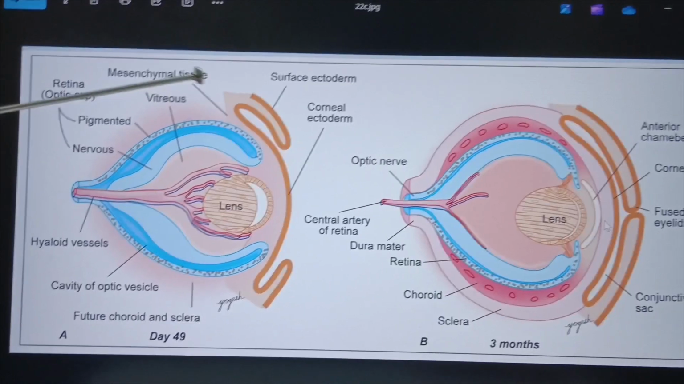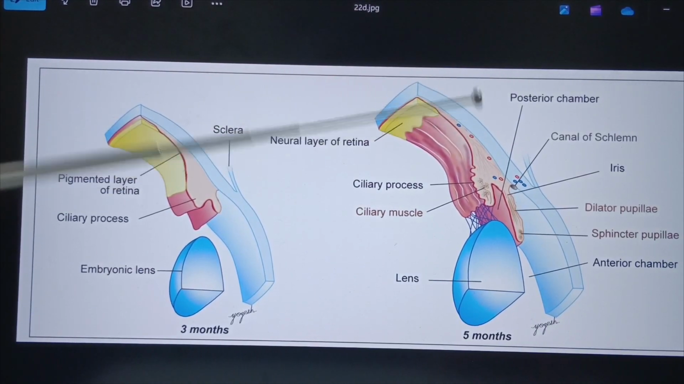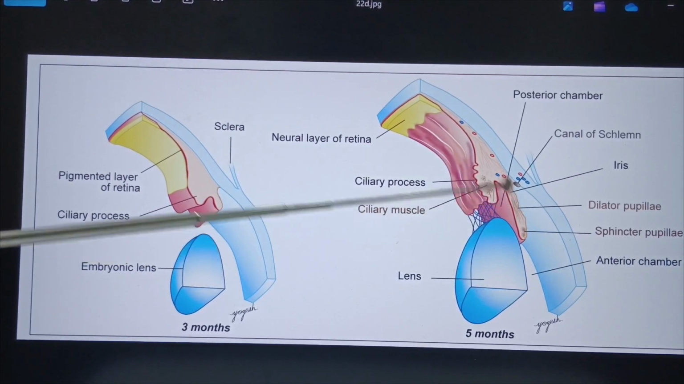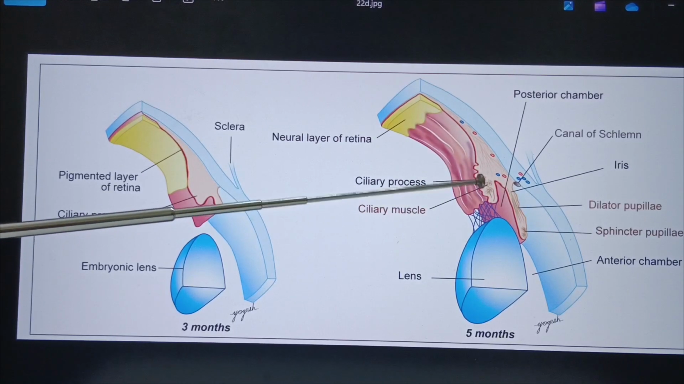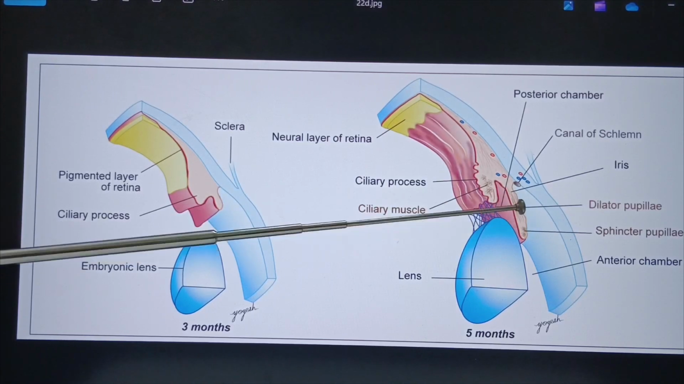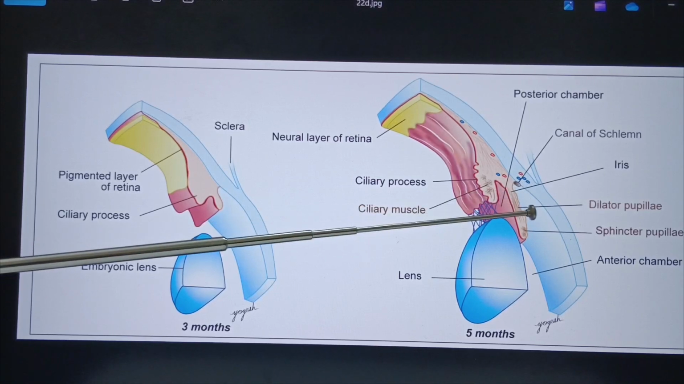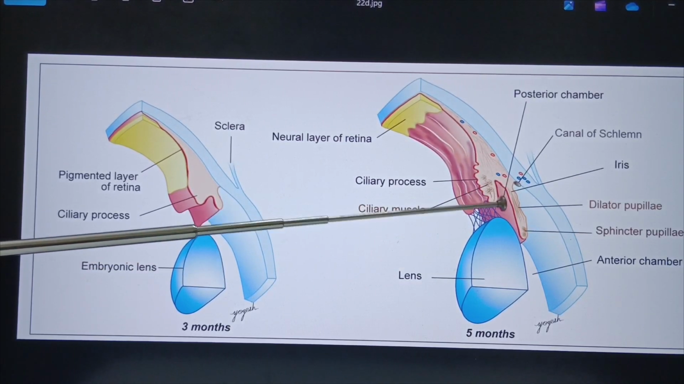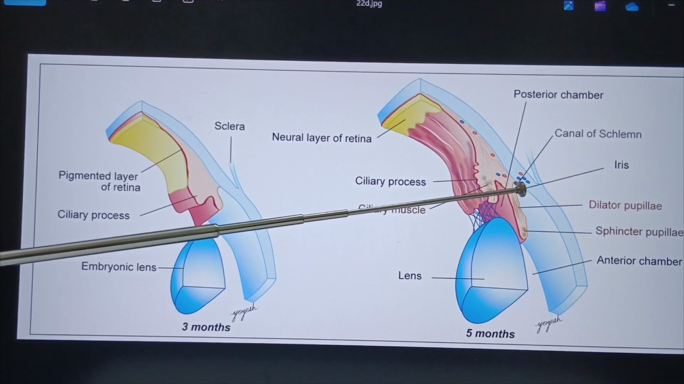Okay, now we will move towards the next picture. This picture is just to show you how the sclera and the cornea are present, and this is the iris. The iris and ciliary body are also formed by this optic cup, by the inner layer of the optic cup. And of course, the dilator and sphincter pupillae muscles are also formed by them. And this is the canal of Schlemm for the absorption of the aqueous humor, which was produced by the ciliary epithelium in the posterior chamber, and when it entered through the pupil into this anterior chamber, it will be absorbed by the canal of Schlemm.